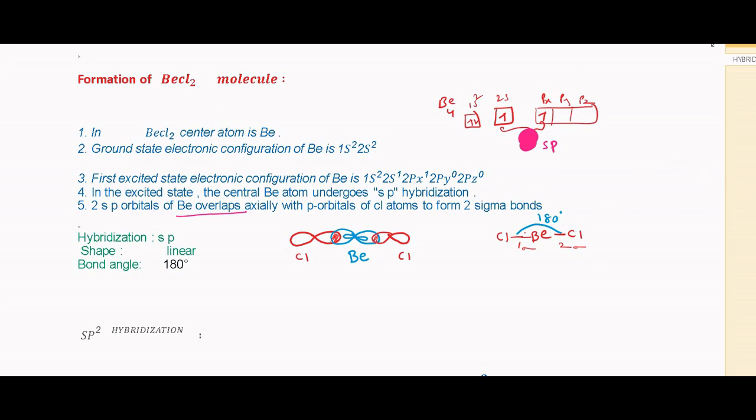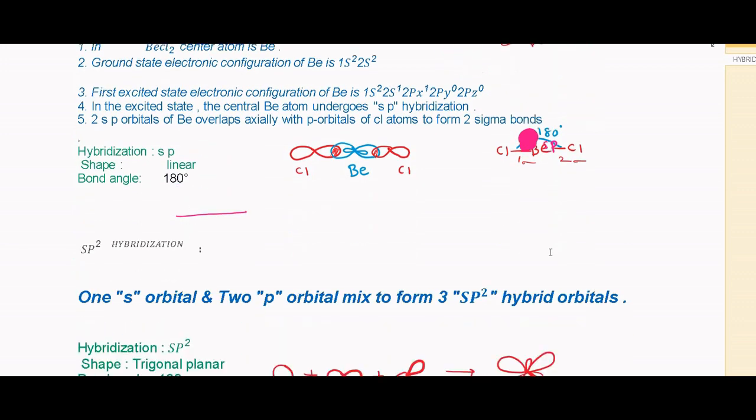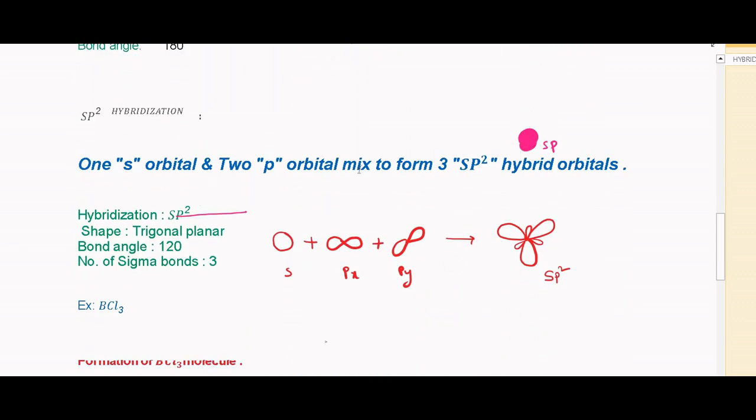Coming to the next hybridization, that is sp2 hybridization. In sp2 hybridization, one s orbital and 2 p orbitals are intermixed to form sp2 hybrid orbitals. In sp2 hybridization, how many orbitals are participating?